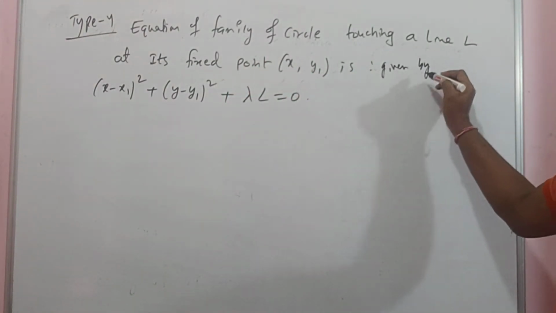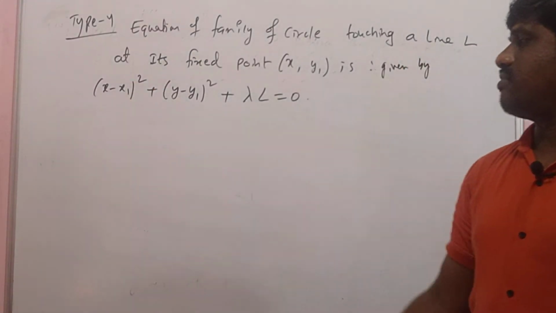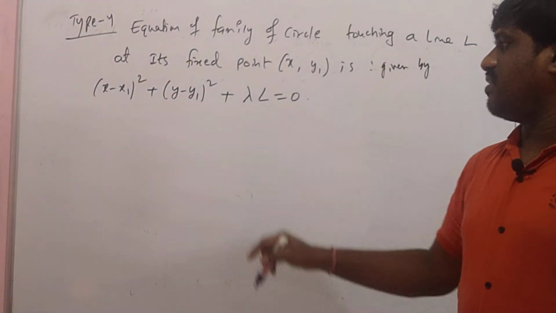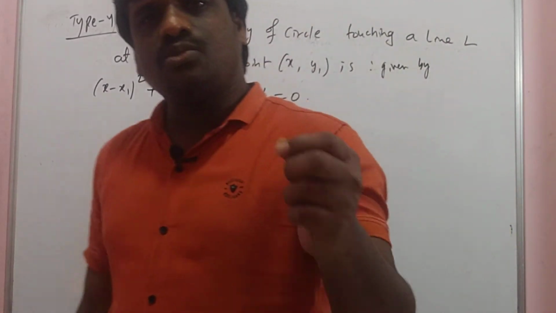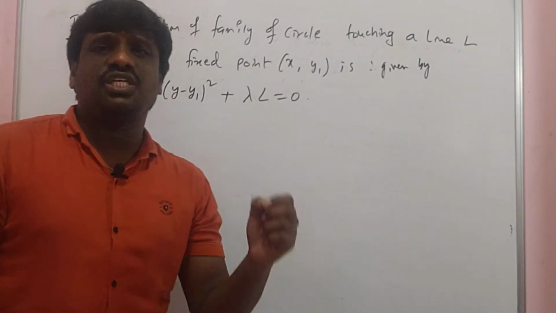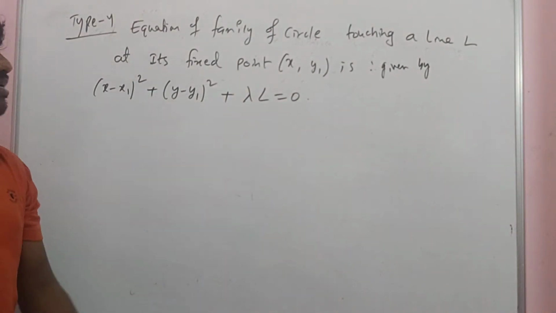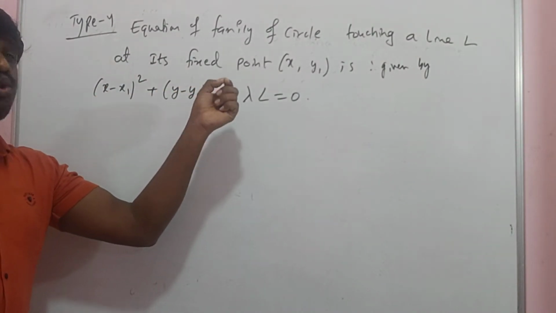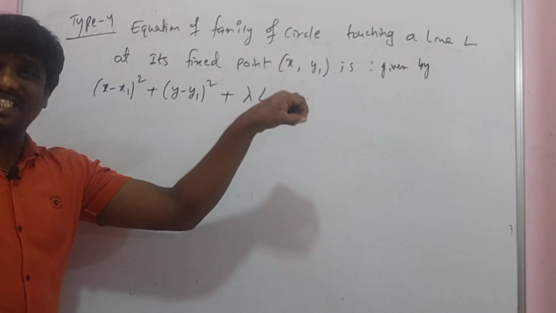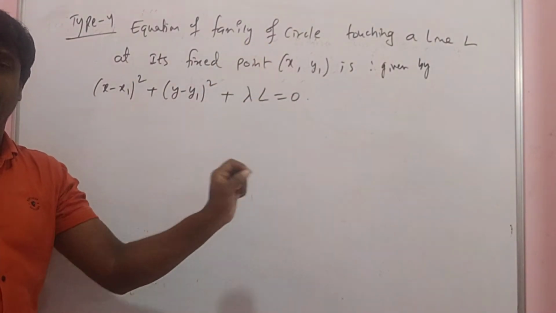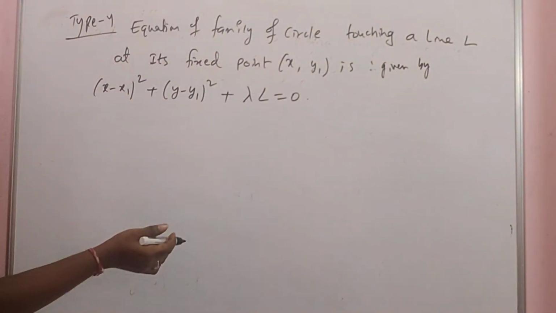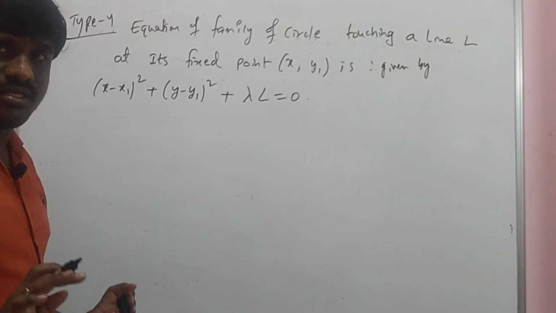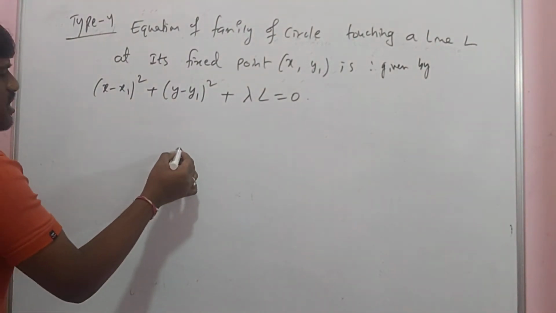It is given by (x minus x1) whole square plus (y minus y1) whole square plus lambda times L is equal to 0. This is what we call the equation of a circle passing through a point and touching that line at that point. For example, the equation of the circle touching a line at a fixed point.